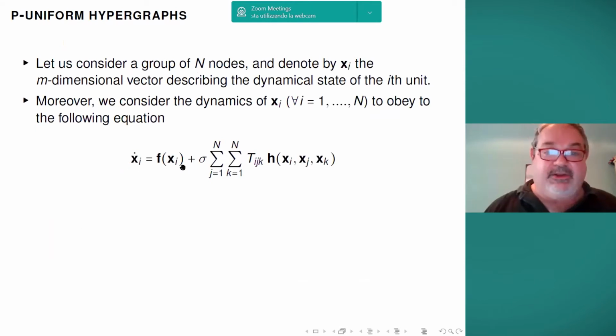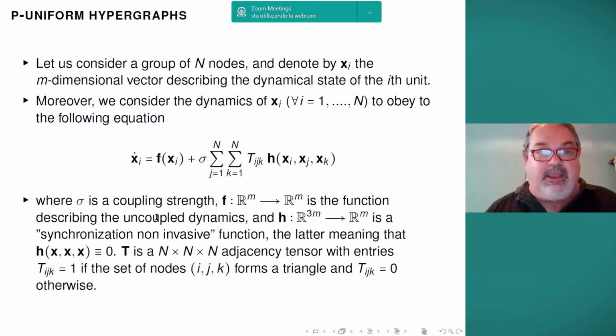So now you have this equation, and the only difference from before is that you have a coupling function h of xi, xj, xk, and a tensor t_ijk with a double sum. So here is a P uniform hypergraph, and the tensor is a tensor whose elements are 0 when the 3 nodes are not in a hyperedge, and 1 when there is a hyperedge connecting the 3 nodes. Again, this is exactly the same.